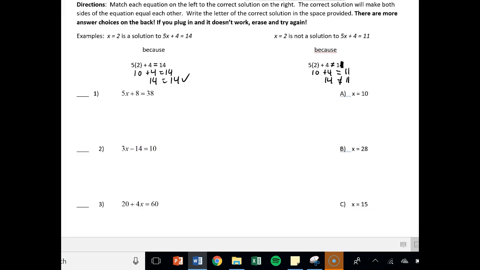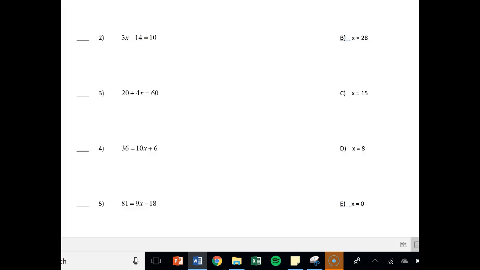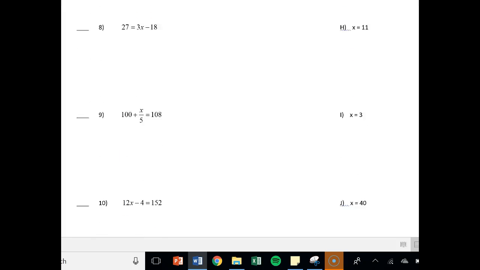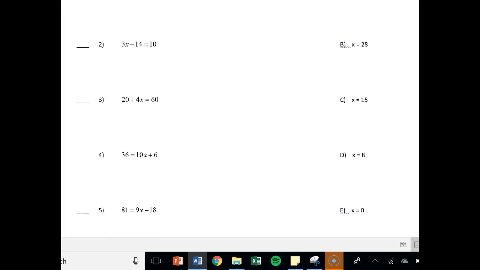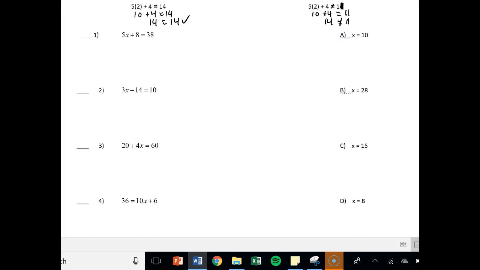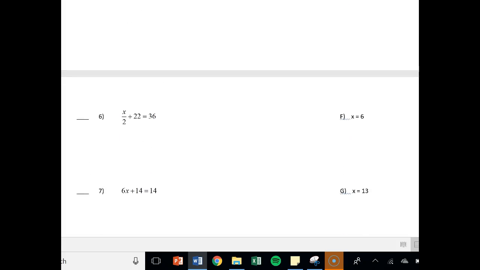So let's try one. So we have 5x plus 8 equals 38. Your possible things to plug in are 10, 28, 15, 8, 0, 6, 13, 11, 3, and 40. So think about it. 5 times some number plus 8 equals 38. Well, if I take away 8, that means I have 30 left over, so like 5 times 6, right? So let's try 6. So 6 is on the back. It's right there. It's letter F.